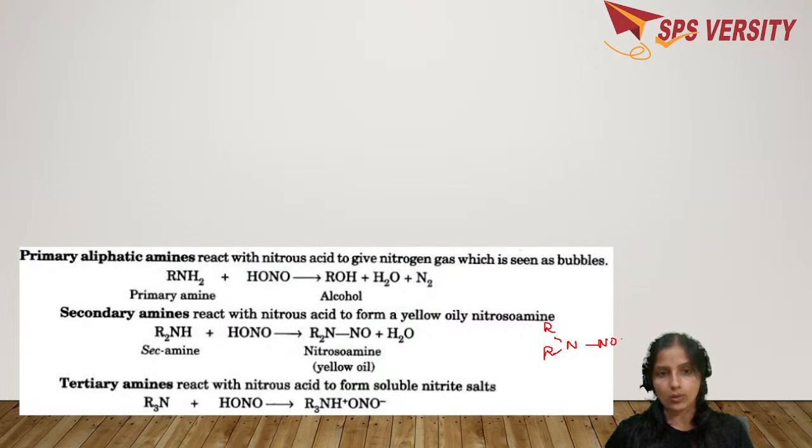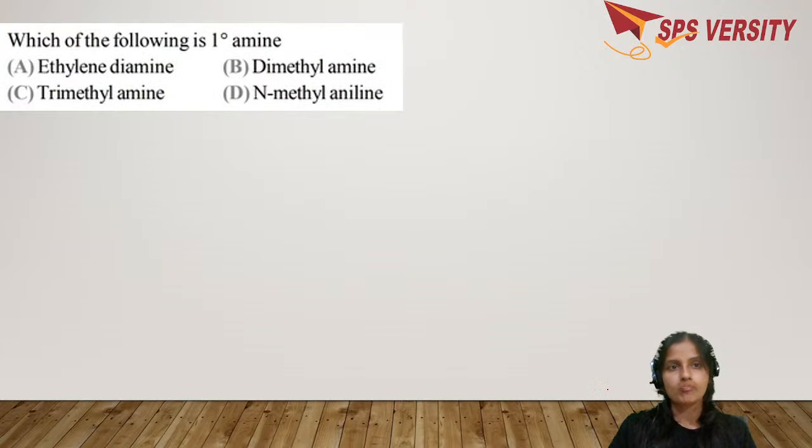That's called nitroso. And if you are going to treat them with the tertiary, then they are going to give you HONO. That's the salt. The salt formation will take place. Okay, now let's move on to the question answer discussion topics.